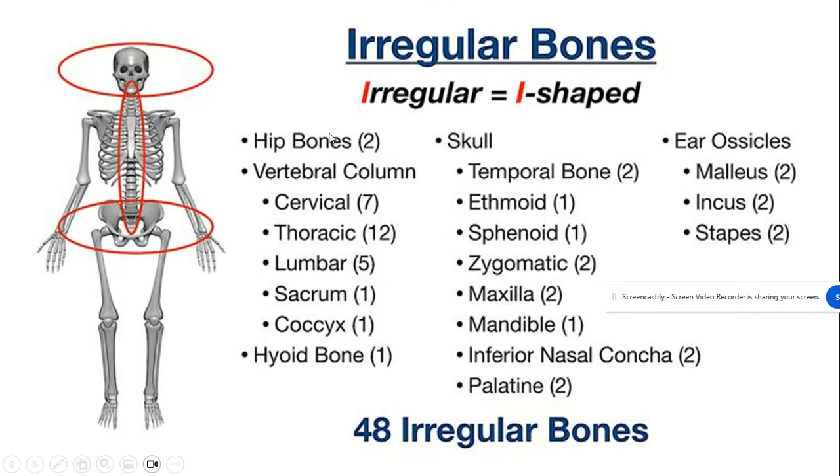All right. Hip bones, vertebral column: 7 cervical, 12 thoracic, 5 lumbar, sacrum, coccyx, hyoid bone. We have temporal bone, ethmoid bone, sphenoid bone, maxilla, zygomatic bone, mandible, inferior nasal concha right here, palatine bone, which is inside the palate. Ear ossicles, right? Malleus, incus and stapes, okay? Stapes may be the smallest irregular bone.